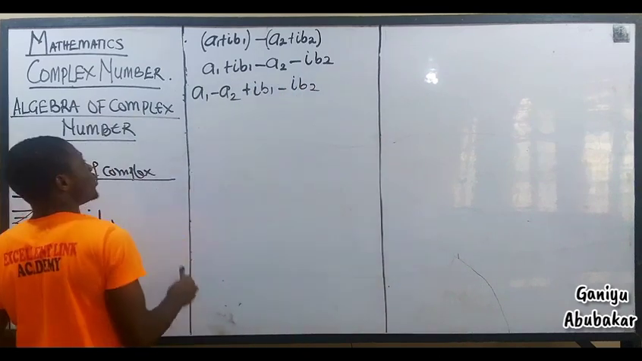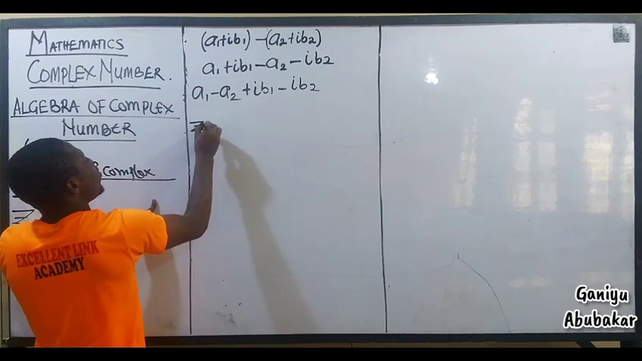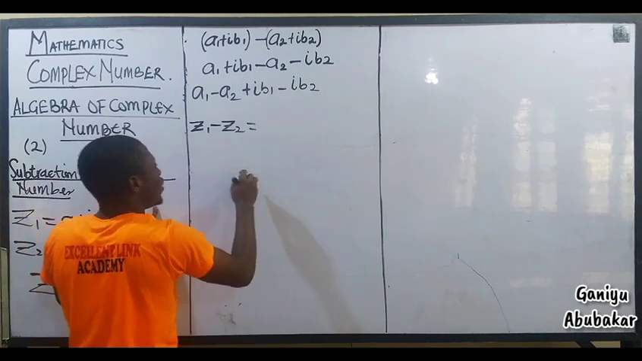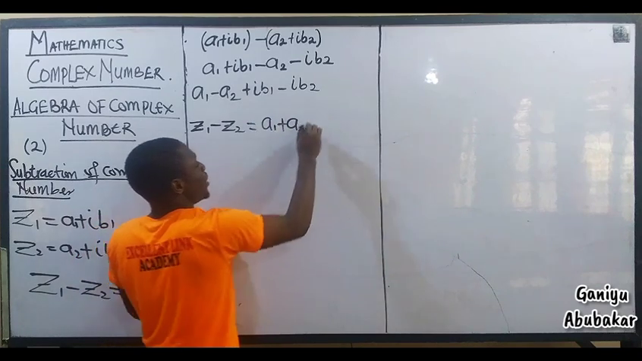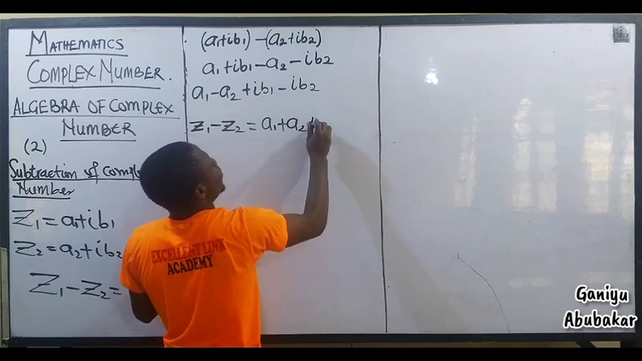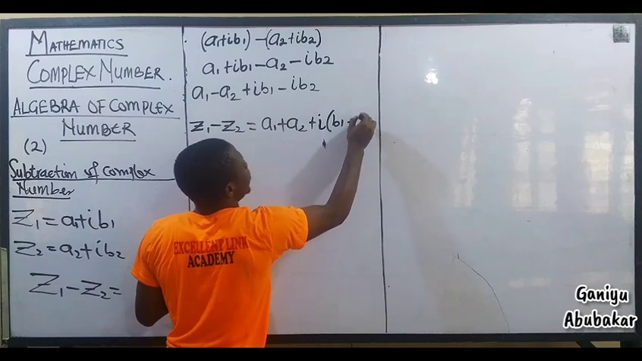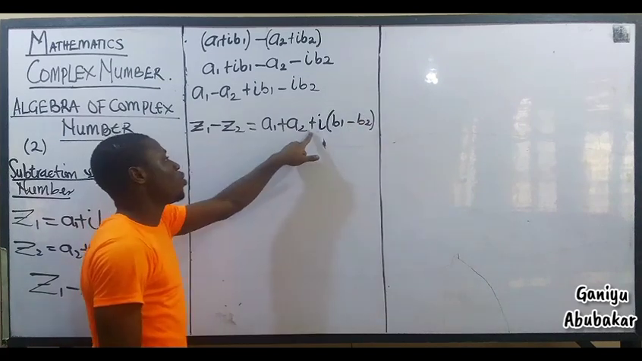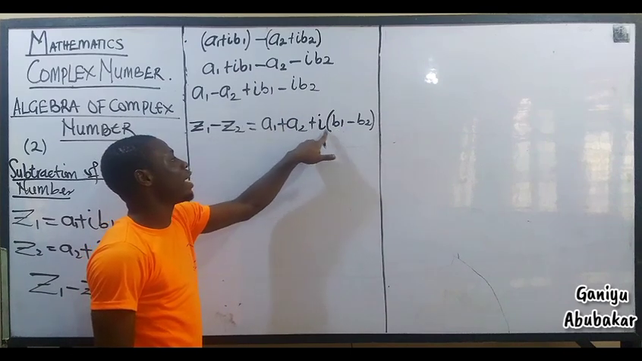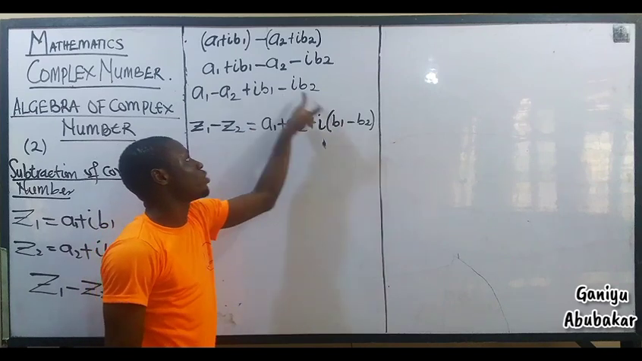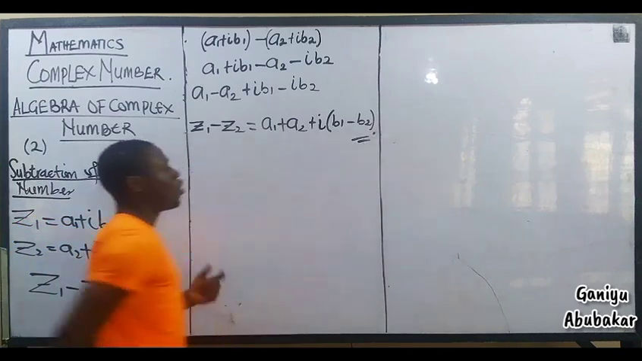At this point, the value for z1 minus z2 is now equal in value to a1 minus a2. Next up, I'll factorize i out, plus i into b1 minus b2. Right? So plus i times b1 is plus ib1, and plus times minus is minus, so minus i times b2 is minus ib2.